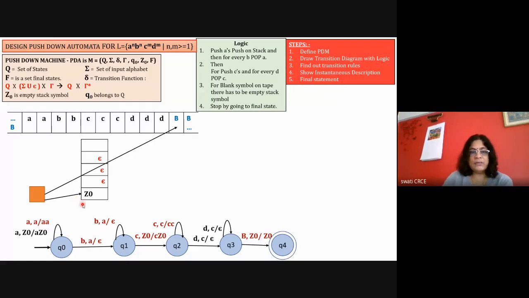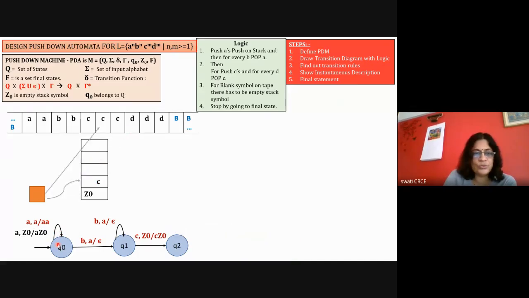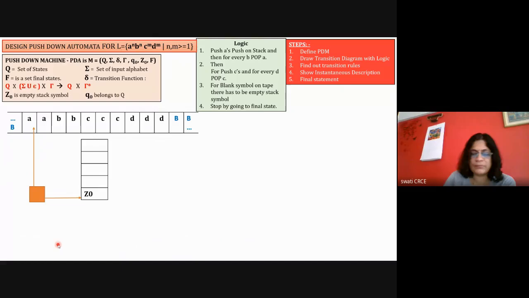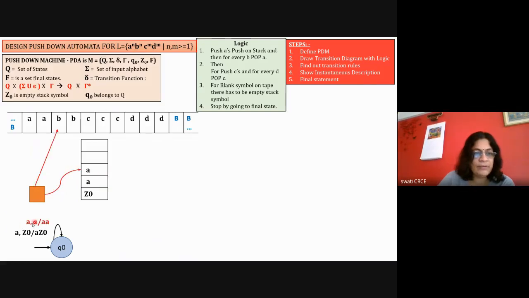Okay. So I think you have understood this. Let's go through this once. The initial state is Q0. In Q0, A comma Z0 is a push operation: A Z0. A comma A will be double A. Okay, so A comma A will be double A.